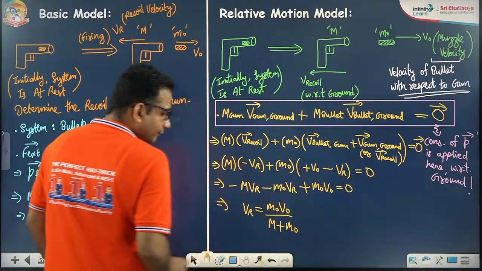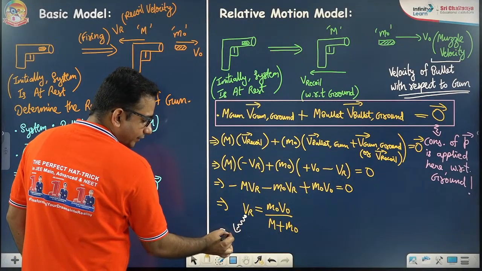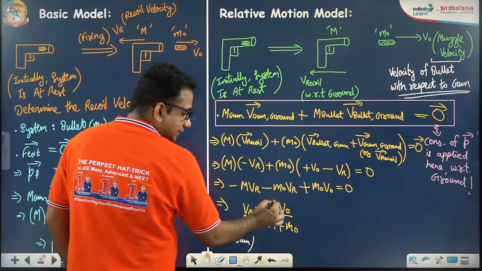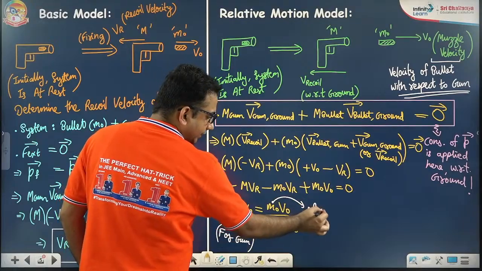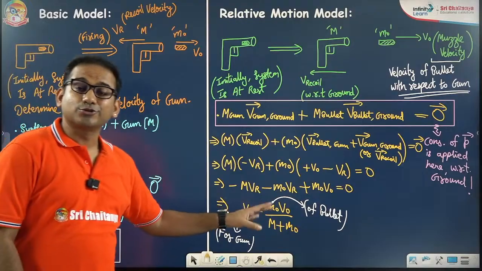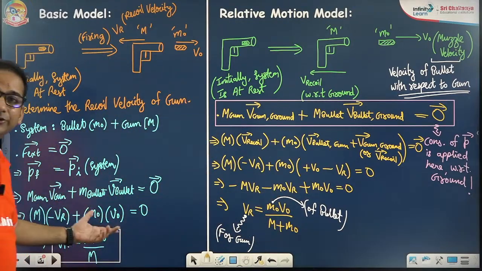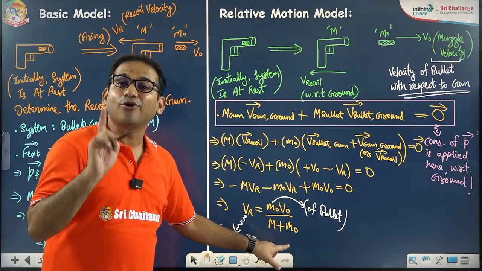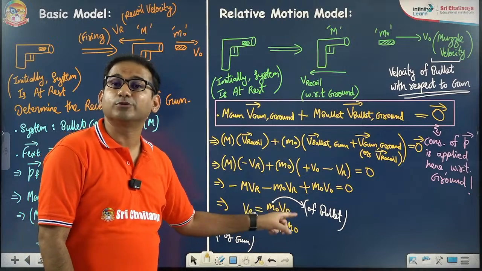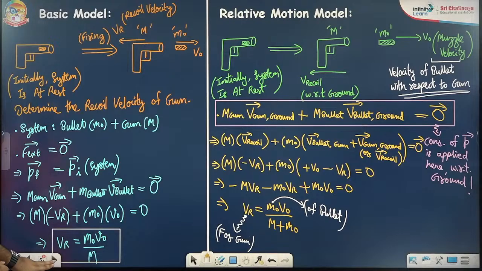Now if you look at it carefully, this is the velocity for the gun, and this mass is of the bullet. So can we conclude that here m1 v1 equal to m2 v2, but here you have to always take the opposite mass. I repeat, here you have to always take the opposite mass. Let me introduce that once again in front of you.